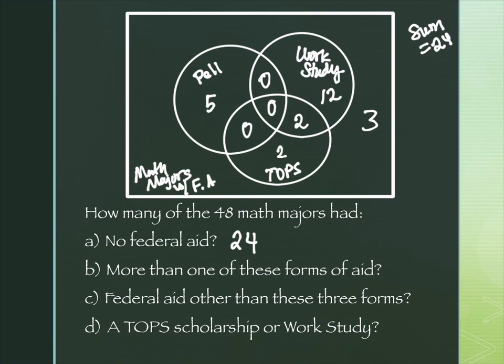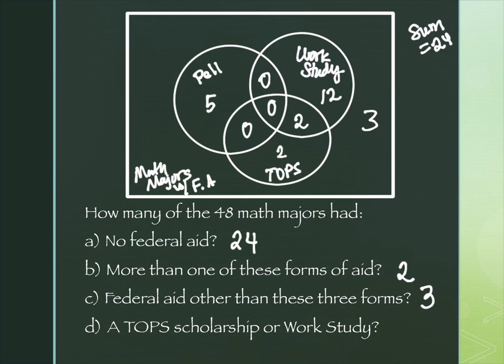How many had more than one form of aid? Two. So whenever you see these phrases that say more than one, you're looking at all those overlapping regions. We only have one overlapping region with a number in it here. We got a bunch of zeros in the other places. So generally, you'd add up a bunch of numbers that are all in the middle there. But this one just has one of them, and it's just the number 2. How about federal aid other than these 3 forms? 3. That's the outside of my box.